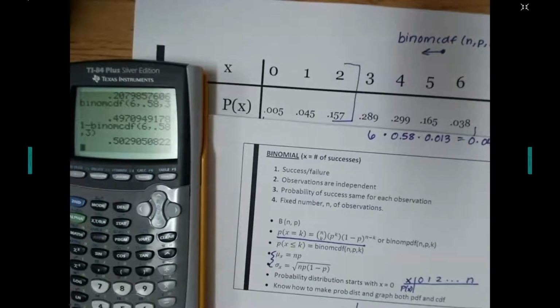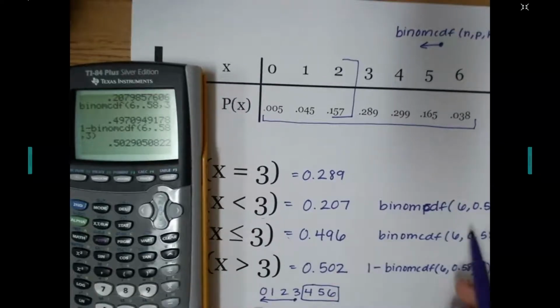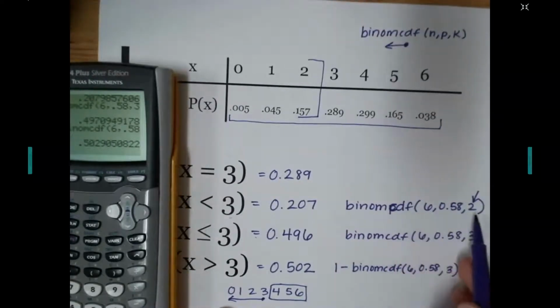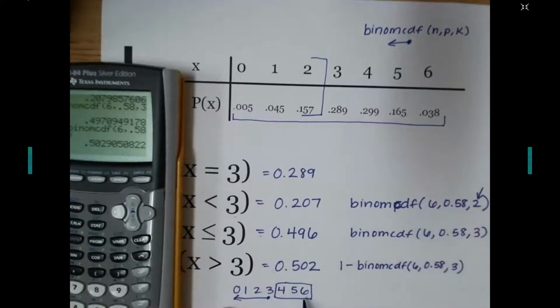You can use your binomial PDF for each particular probability, and you can use CDF for cumulative. If it's from a certain point back, then I just use CDF and include the highest number I want to include. If it's from a certain point up, then you're going to subtract away the cumulative of what you don't want. Okay? Now, geometric is going to work very similar to binomial.